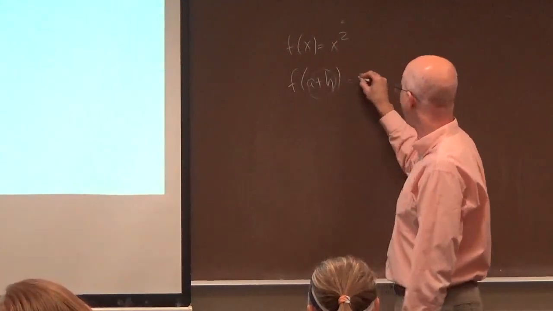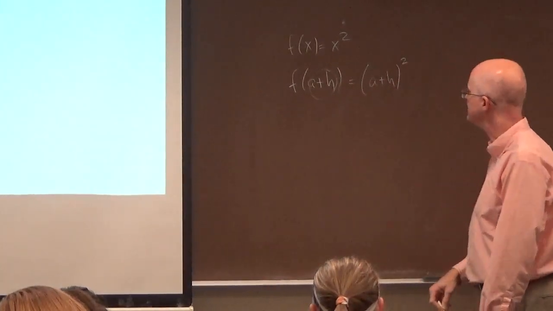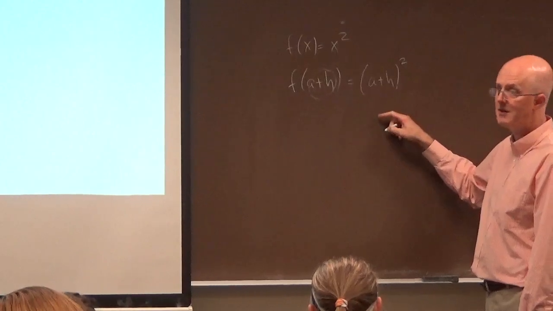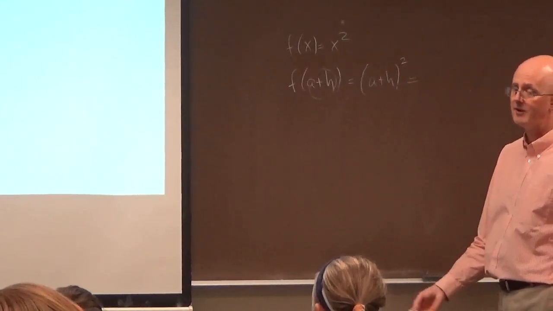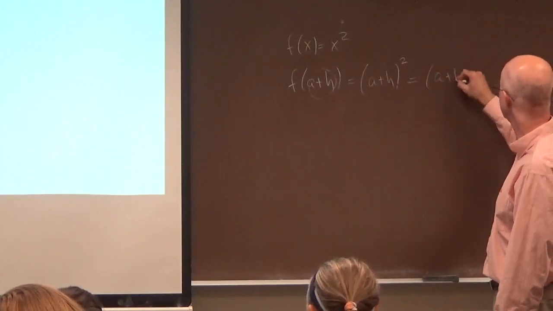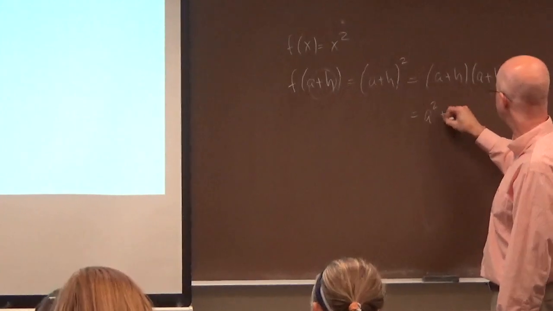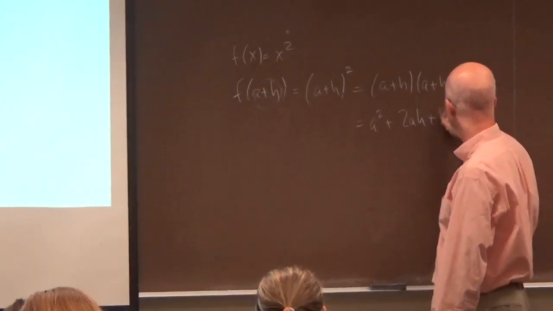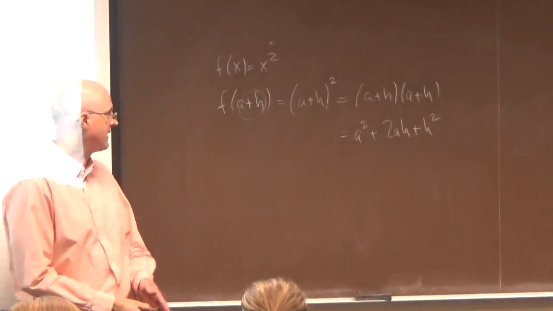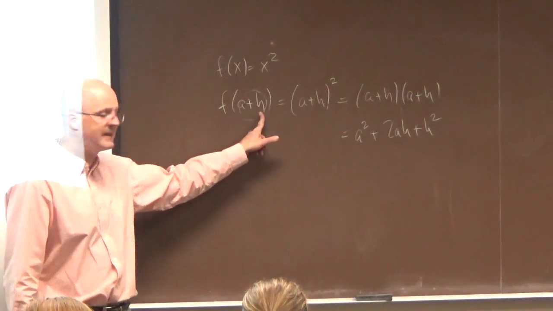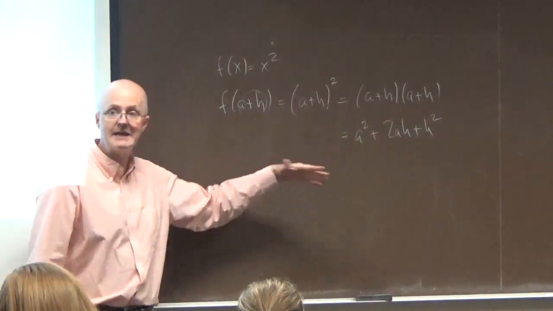Whatever's inside there, that's what you replace the x with. Which in this example right here means you need to square this entire expression. Which does not give you a squared plus h squared. You got to FOIL. It's a plus h times a plus h. A squared plus 2ah plus h squared is what you get. But at the most fundamental level, you need to understand that this thing right here, f of a plus h, is, for this function, a plus h quantity squared.